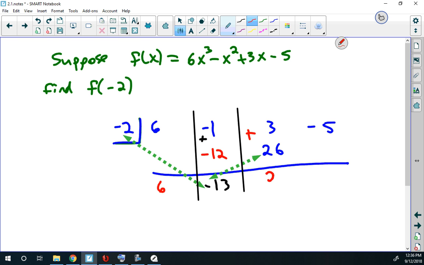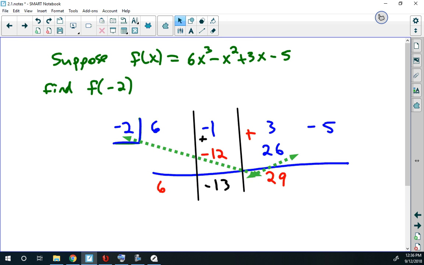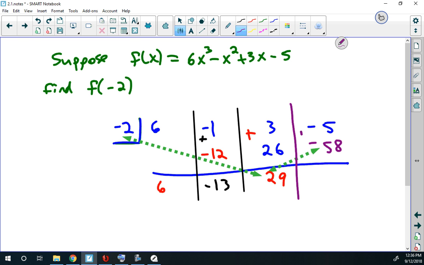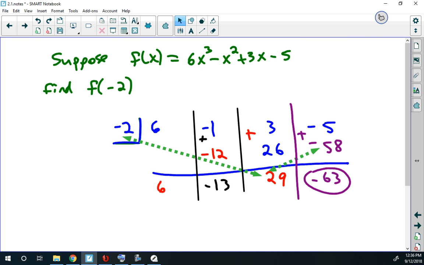29. And now I got to multiply negative 2 by 29. That's a little bit tougher to do. 30 times 2 is 60, so it's a couple less than that. What is it, 58 negative? So it's negative 58, and then down this column I got negative 5 plus negative 58. How much is that? It's negative 63. Now wait till you see what happens.